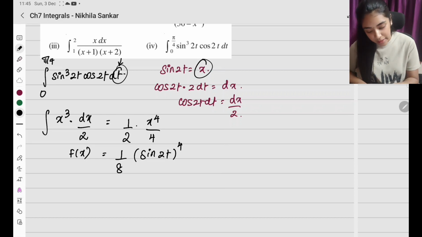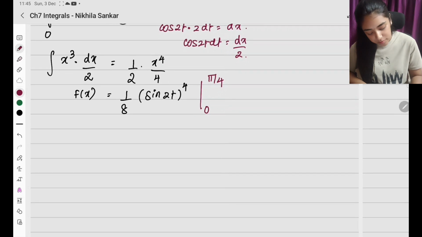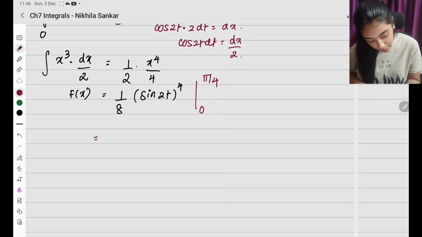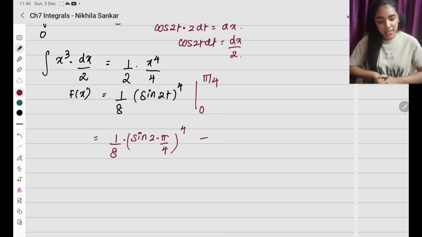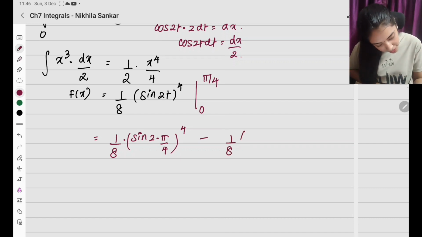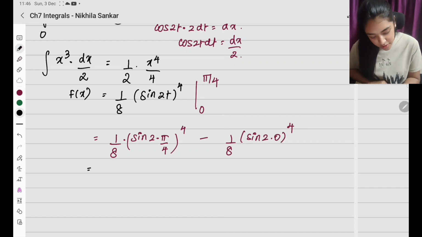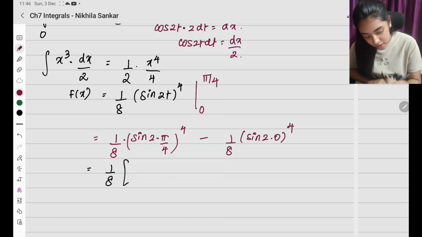Now when I apply the limits, what do I have? 0 to pi by 4. So first I'm going to apply pi by 4. So I have 1 by 8 times sin 2 times pi by 4 the whole power 4 minus, so first pi by 4 is applied, next 0. So I have 1 by 8 times sin 2 times 0 the whole power 4. Okay, so when I simplify, I can take 1 by 8 common. Inside the bracket what gets cancelled?